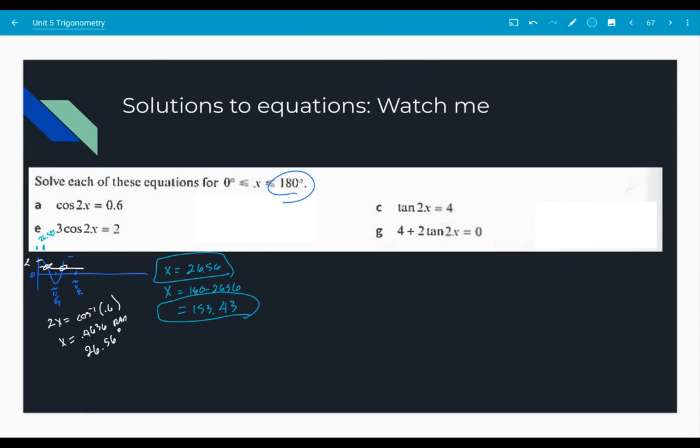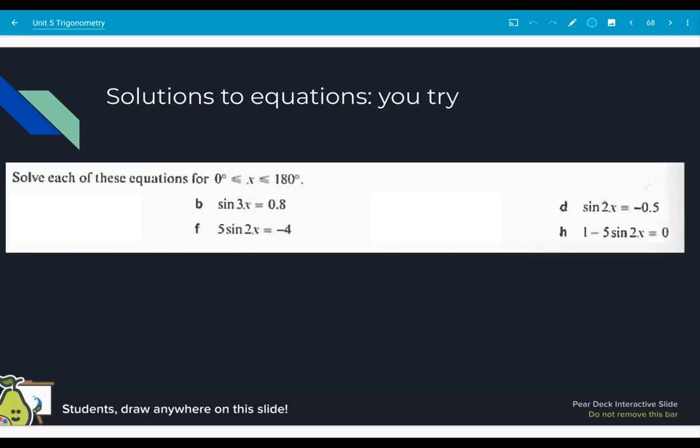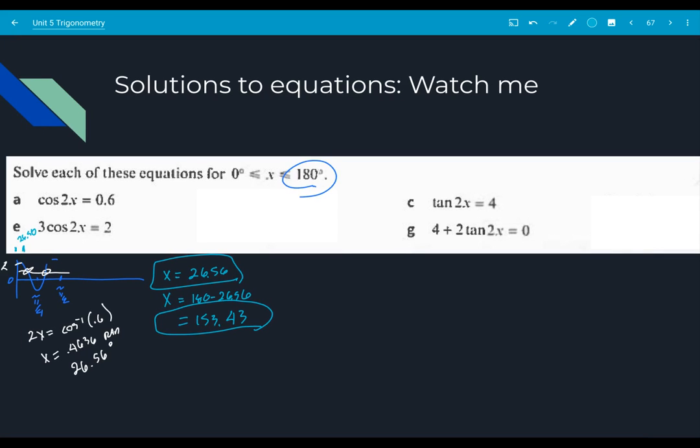I'll leave the other 3 because I have a feeling I'm going to need to work these through in class to help you out. But I encourage you to try one of these three, E, C, or G, in your notes right now, if not all three of them, and then come to class and we'll talk about them.